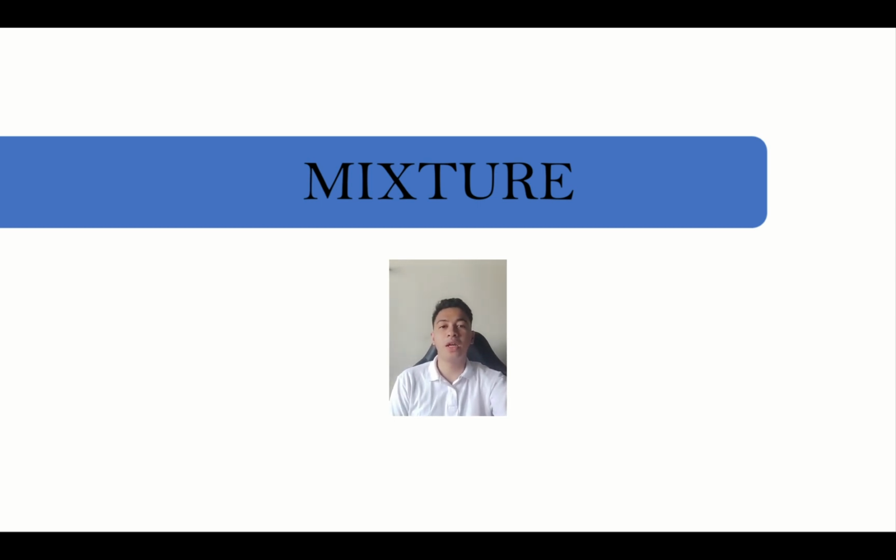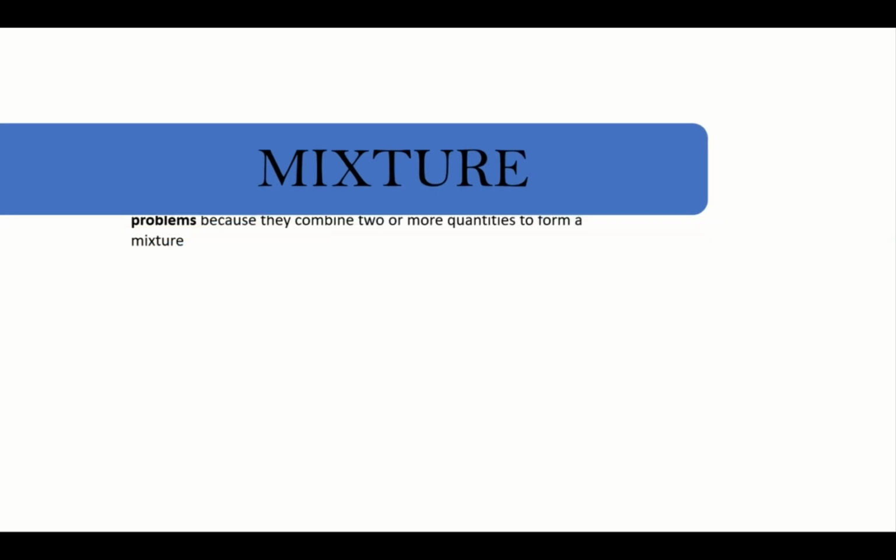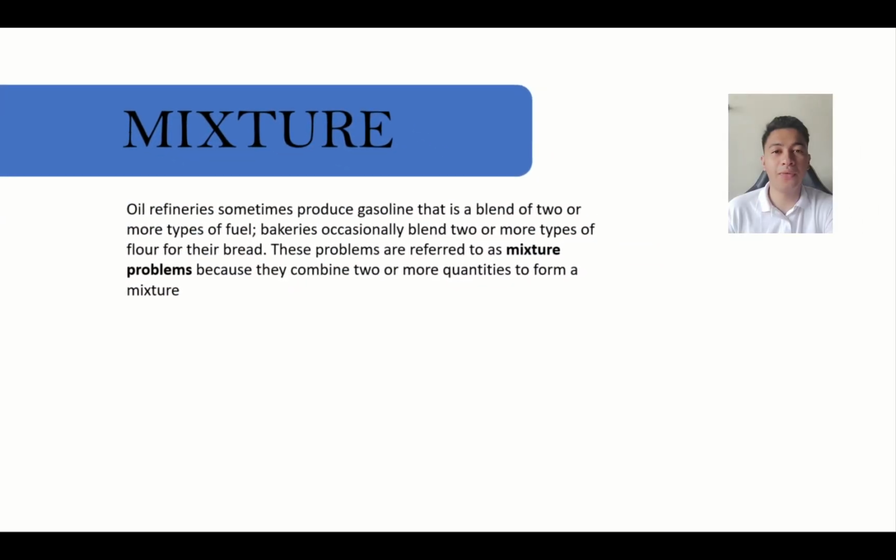Our topic is all about mixture problems. Oil refineries sometimes produce gasoline that is a blend of two or more types of fuel. Bakeries occasionally blend two or more types of flour for their bread. These problems are referred to as mixture problems because they combine two or more quantities to form a mixture.